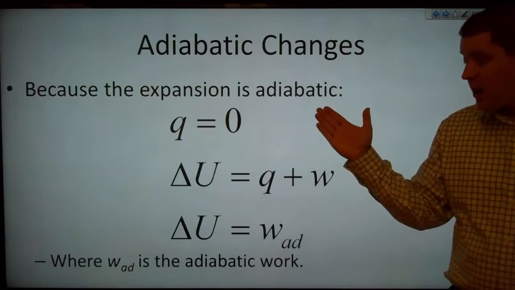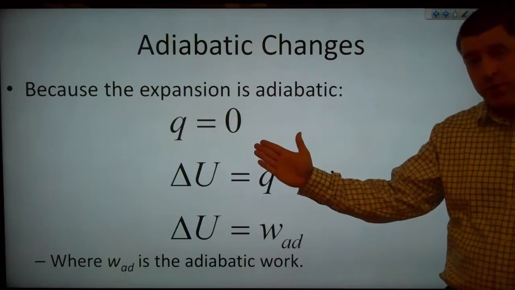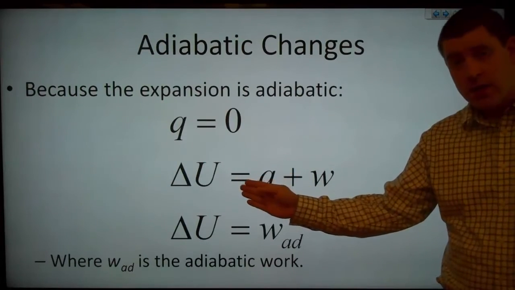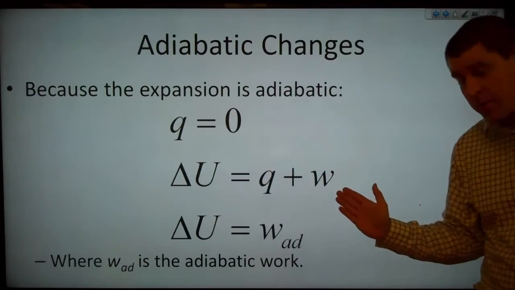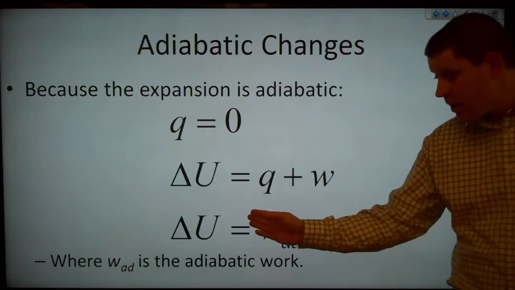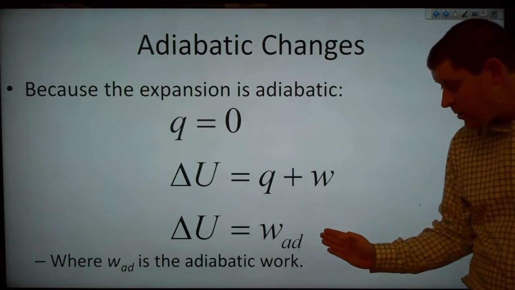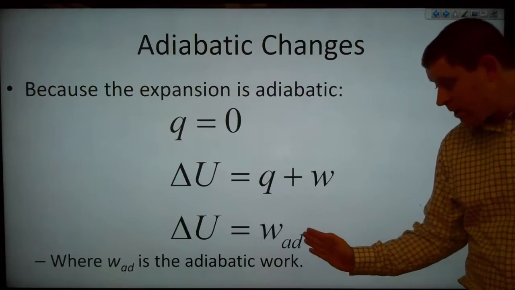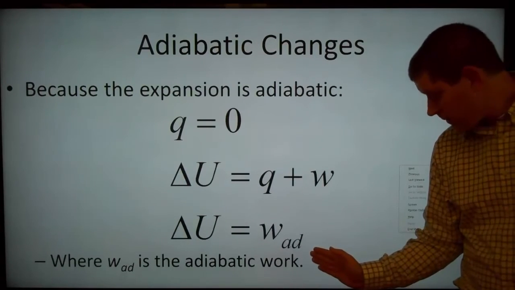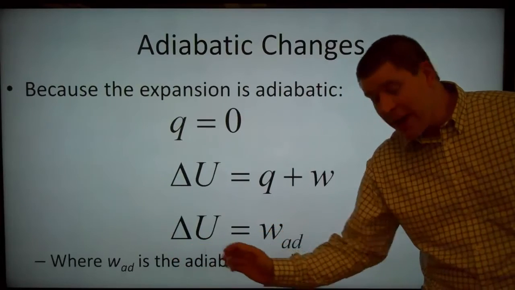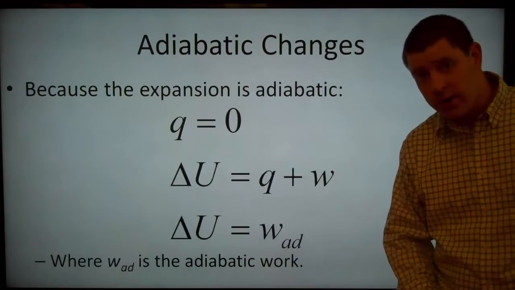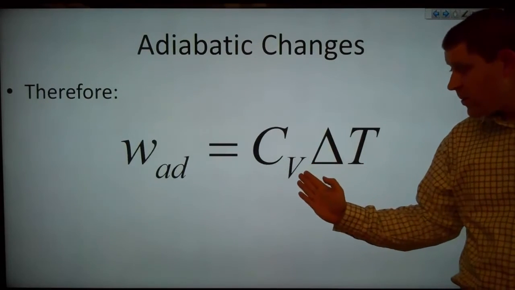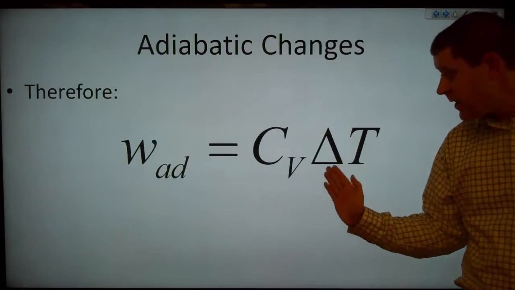Now, because the expansion is adiabatic, the value of Q, the heat transfer, is 0. And remember that we know that delta U is equal to Q plus W. Well, if Q is 0, then we know that the internal energy change, delta U, is equal to the work done. And in this case, we're fixing the work as adiabatic work. So the W_ad there is the adiabatic work done. And this means that now the adiabatic work done is equal to the constant volume heat capacity, Cv, times the temperature change.